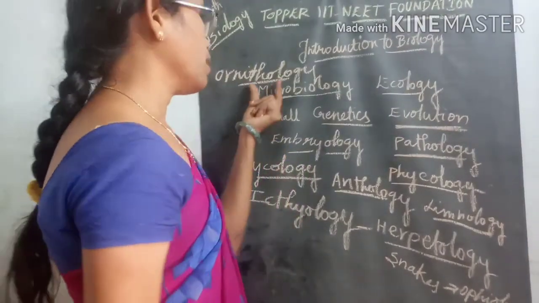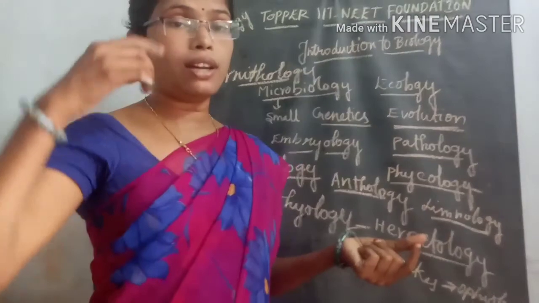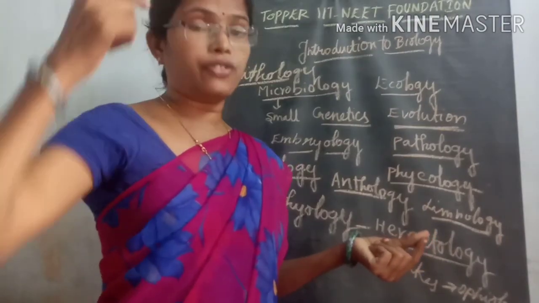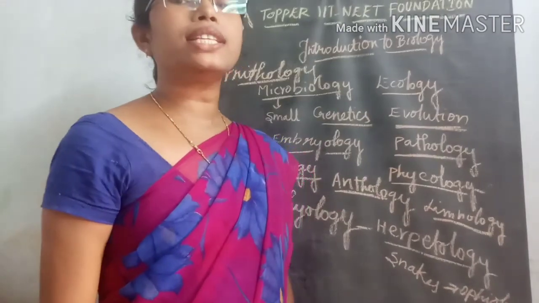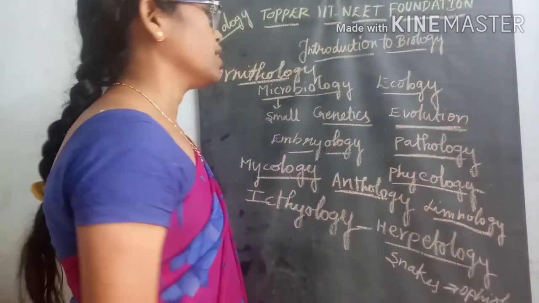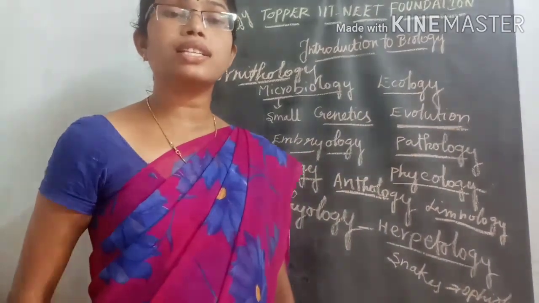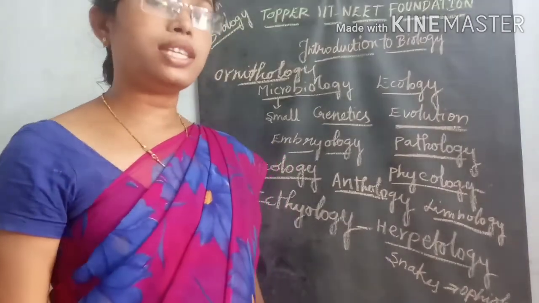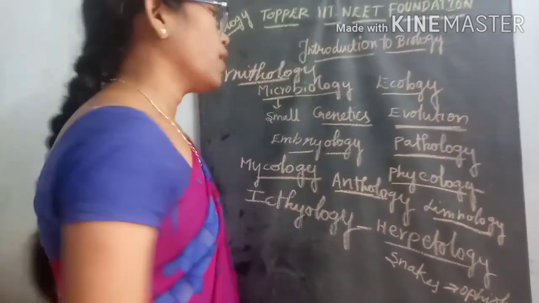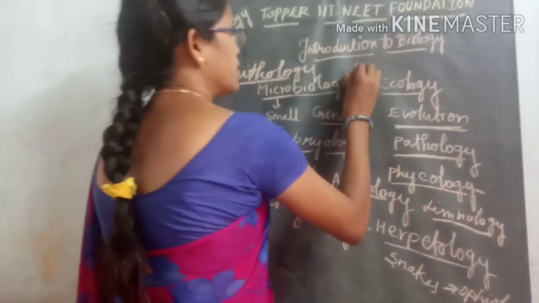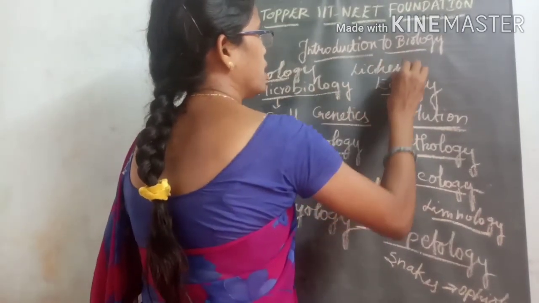These all come under ornithology. The science that mainly deals with the different varieties of birds comes under ornithology. What is that science? Ornithology. And then coming to another important one, that is called Lichenology. What is that science? Lichenology.